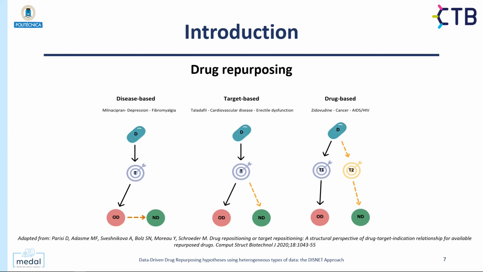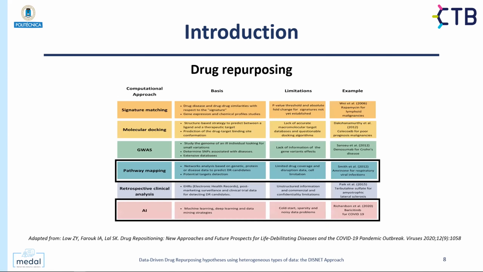In the second one, the target base, we have one target, but this target belongs to two different diseases. So we try to discover a new disease which has the same target. And in the drug base, we have directly two targets, one compound that can be used, for example, for the inhibition of certain proteins, two different proteins, two different targets, two different diseases, okay? So these are the main three approaches that we have in drug repurposing.